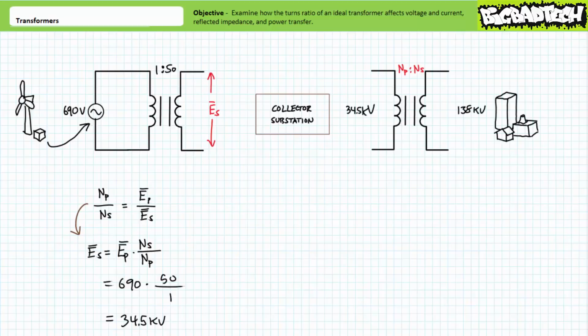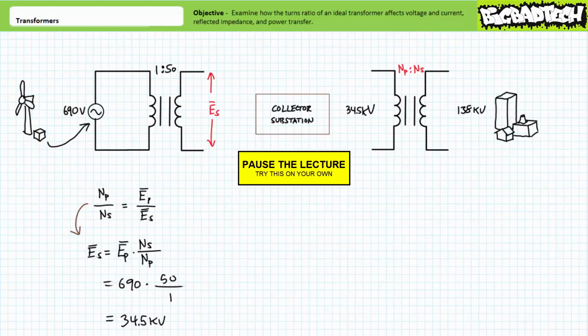Consider yet another application of a step-up transformer, in this case the collector substation, stepping up the incoming 34.5 kilovolts, yet again using a transformer with an output of 138 kilovolts for transmission to a distant city. See if you can determine the turns ratio necessary to power the secondary winding with 138 kilovolts using a primary input of 34.5 kilovolts. By all means, pause the lecture and try this on your own. If you're tracking, you should have obtained the following result.